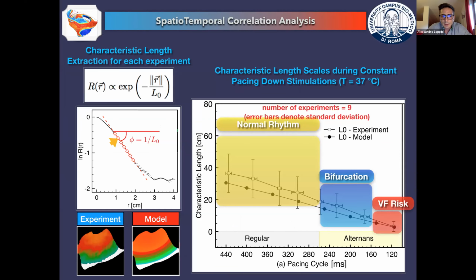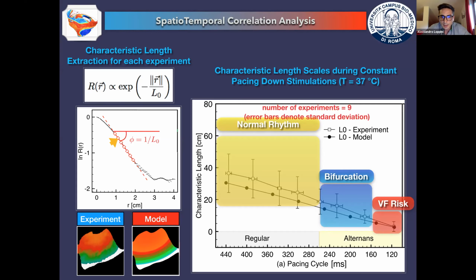Concerning the results, it is shown that the characteristic length in regular regimes, so in normal rhythms and at fairly high pacing cycle, is almost equal to 40 centimeters, but there is a drop in the correlation length at decreasing pacing cycle, up to the case of alternans onset, where the characteristic length falls down to 10 centimeters and up to 2 centimeters close to the fibrillation onset point.